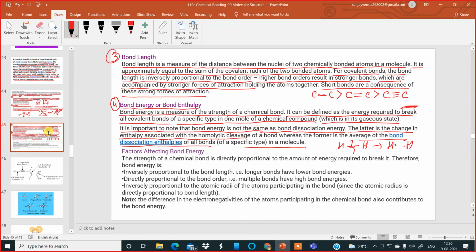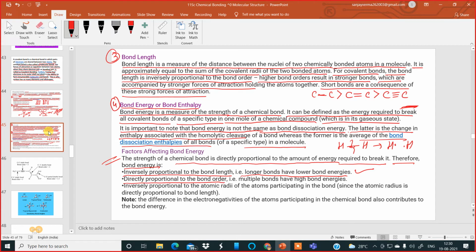Now, under the fourth parameter, we must understand the factors affecting bond energy. That is important. The strength of a chemical bond is directly proportional to the amount of energy required to break it. So the more energy required, the stronger the bond. Therefore, bond energy is inversely proportional to the bond length. If the bond length is longer, then the bond energy will be less. That is, longer bonds have lower bond energies. Please learn this.